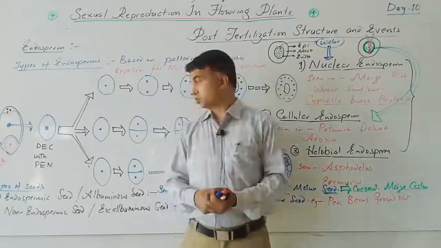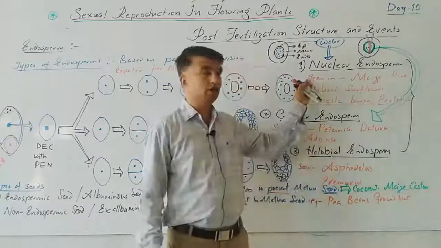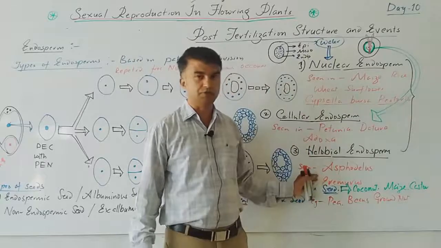So types of endosperm means three types are there: nuclear endosperm, cellular endosperm, and helobial endosperm.